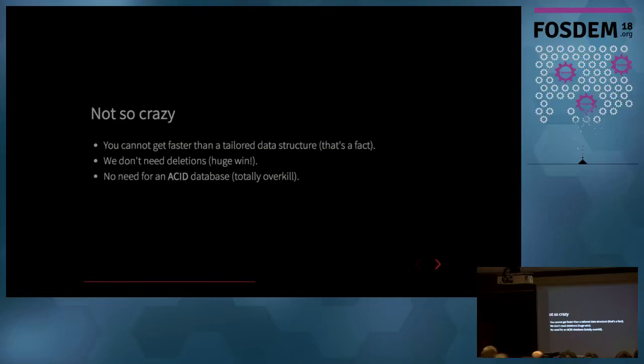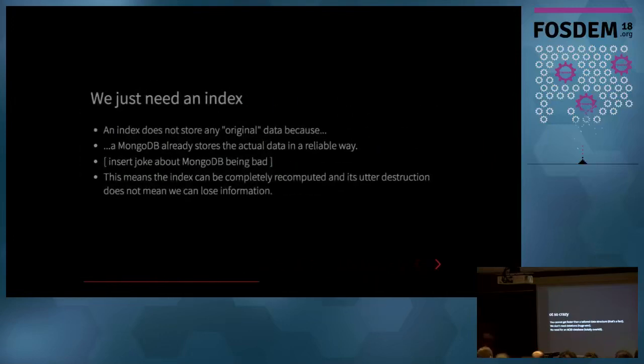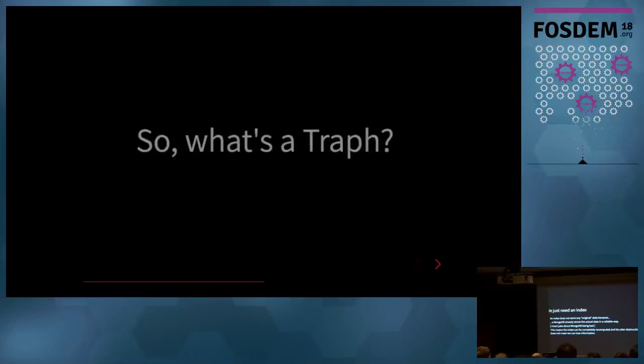And we don't need a nested database. For us, it's totally overkill. So we just need an index, but a custom one. An index does not store any original data. Why? Because in our case, we've got a MongoDB which stores all the actual data in a reliable way. This means that the index can be completely lost, utterly destroyed, and we don't lose any data. We can recompute the index, so no biggie.